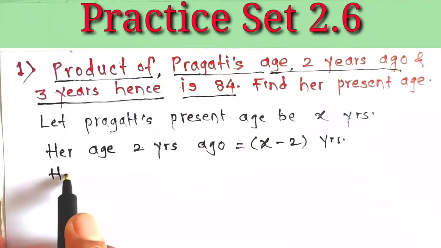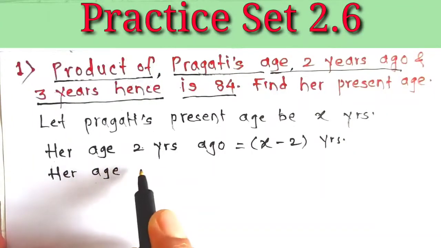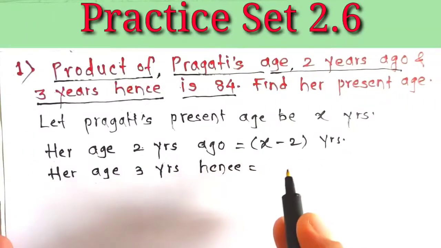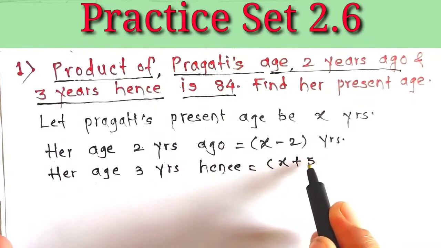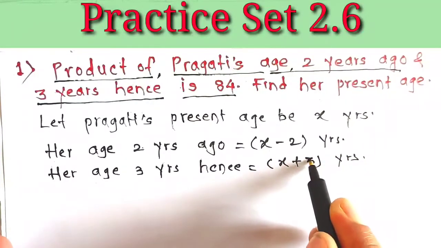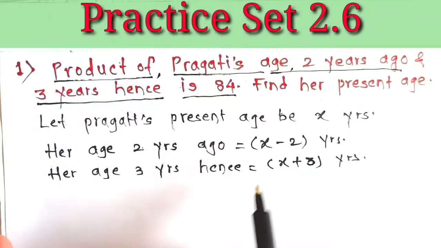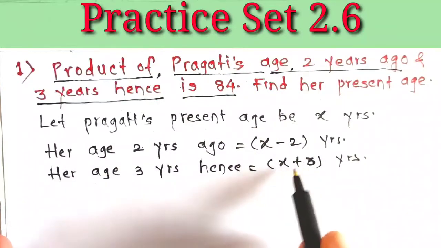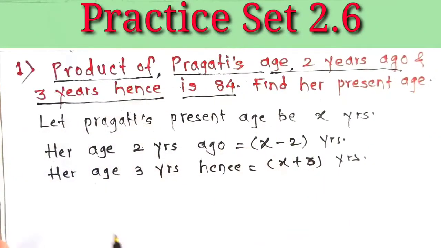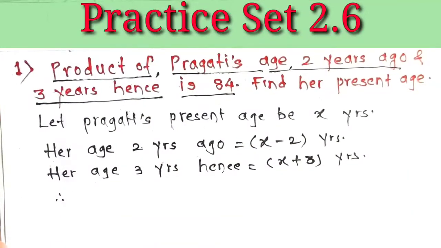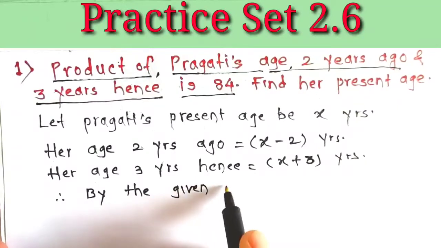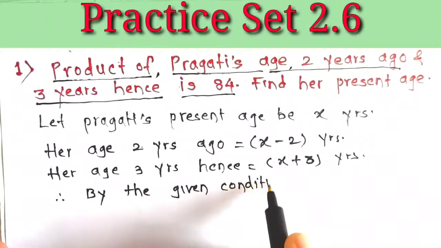And third point, her age 3 years hence. Hence means after, so we have to add whenever hence is there. So x plus 3 years. So what is given here? Again read the sum. Pragati's age 2 years ago and her age 3 years hence, product is equal to 84. Therefore, by the given condition, the product of these two terms is 84.